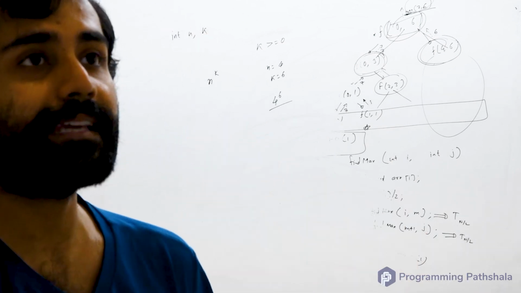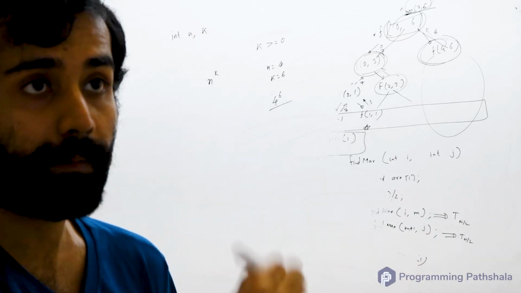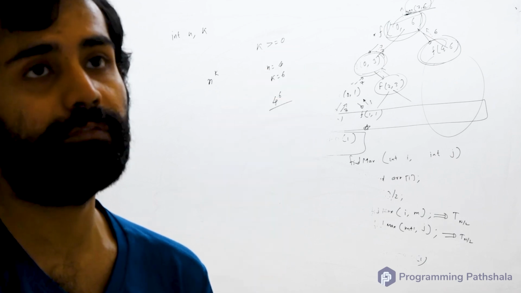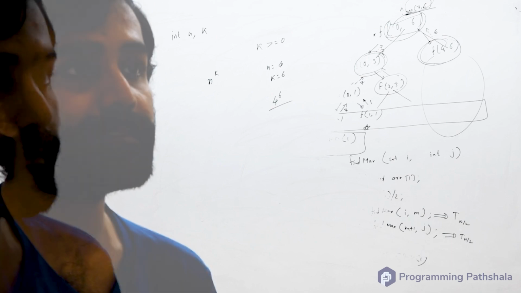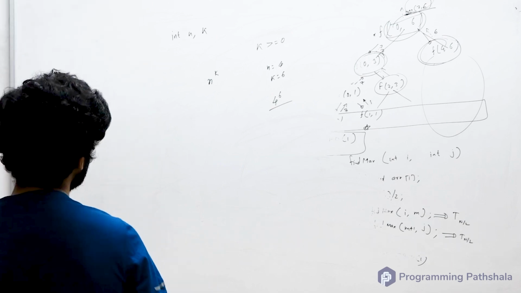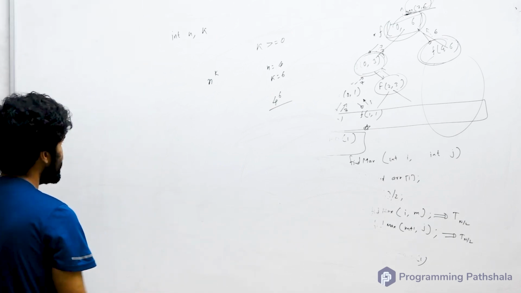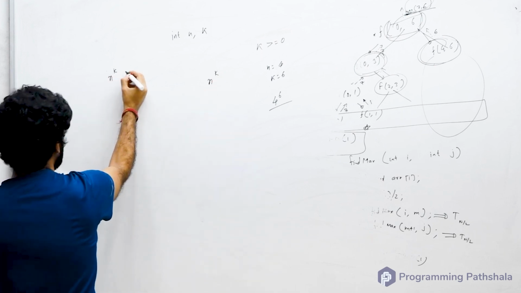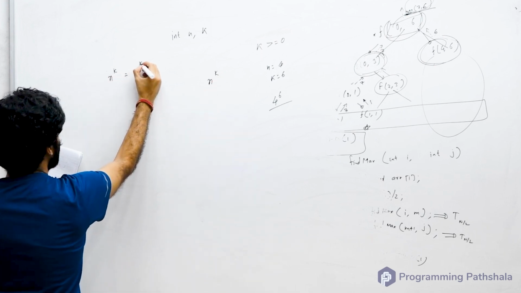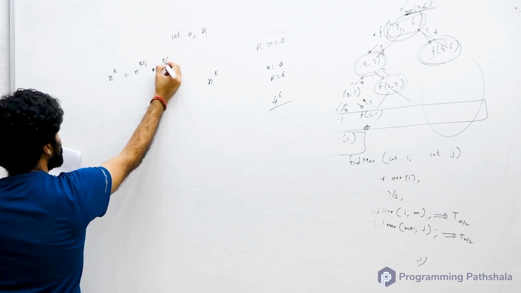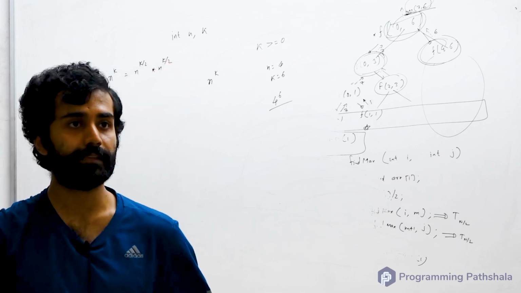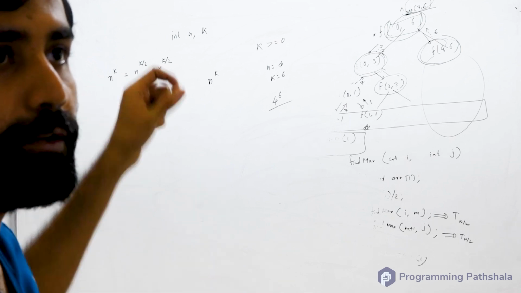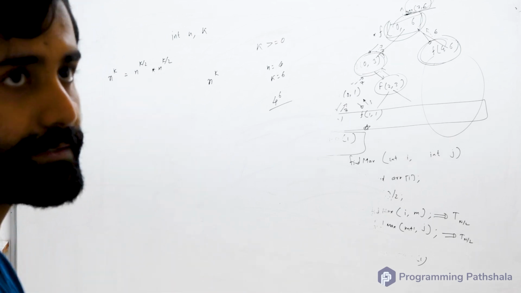Can you try to do the same thing over here? Can you break this problem, n raised to power k, into two sub-problems of equal sizes? It can be very easily done. Can I simply write n raised to power k as n raised to power k by 2 into n raised to power k by 2? Is this equation correct or not?